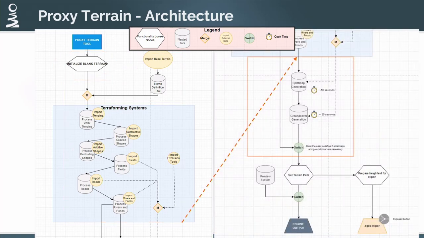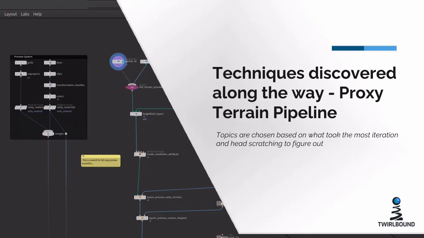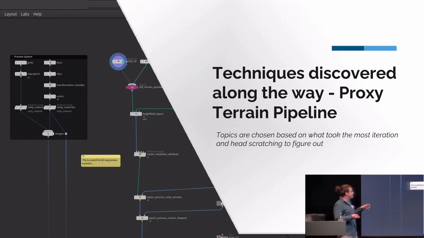And afterwards come the heavy hitters in terms of performance, which is the splat map generation, mainly because of the mask authoring. And I try to give the user the ability to switch out of it, because not all tasks require you to view the grass and view textures of the terrain. And finally, there's a preview system that I'm going to cover, and the final output of all of this generation. And the user is also able to save this height field as a separate file. And this is mainly for me to debug and for subsequent pipelines to take this data and interpret it further. Some of the techniques I discovered along the way, I chose a few of them. And those were chosen basically on what took me most time to figure out.